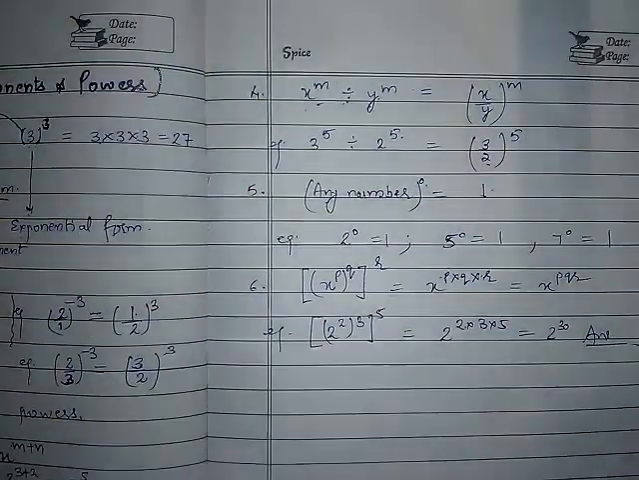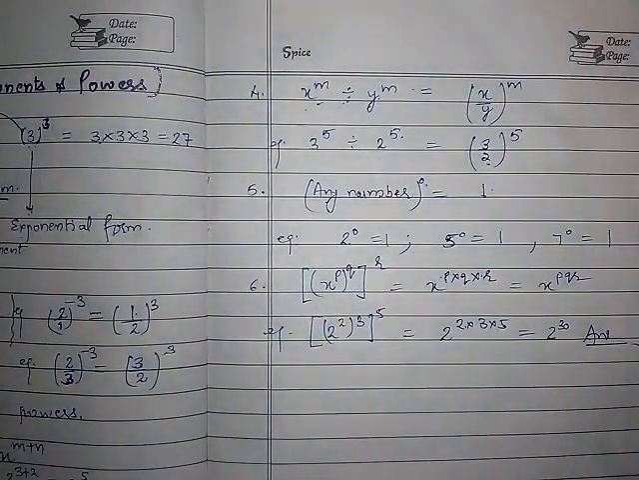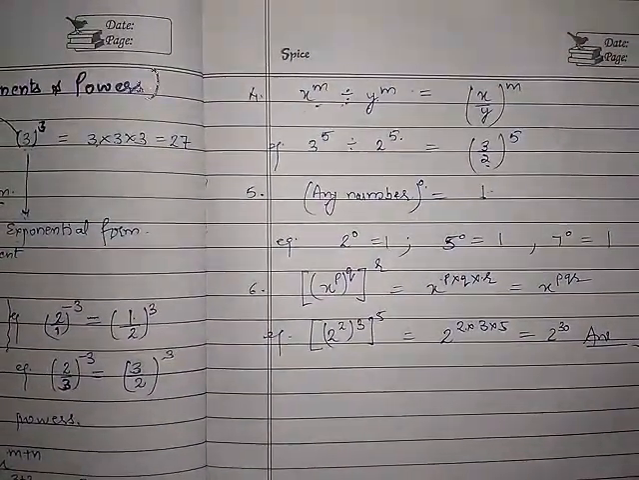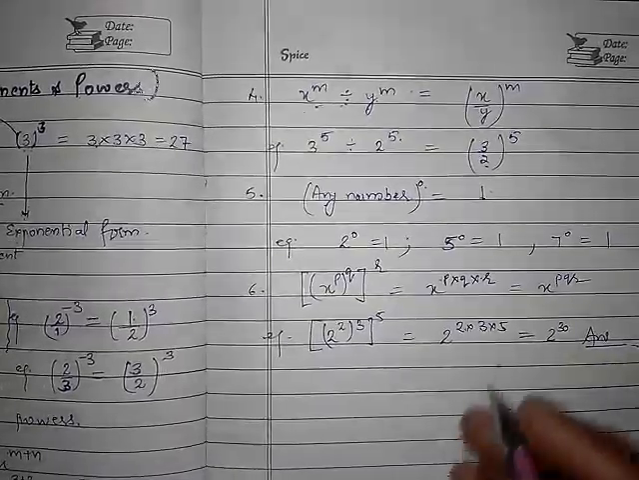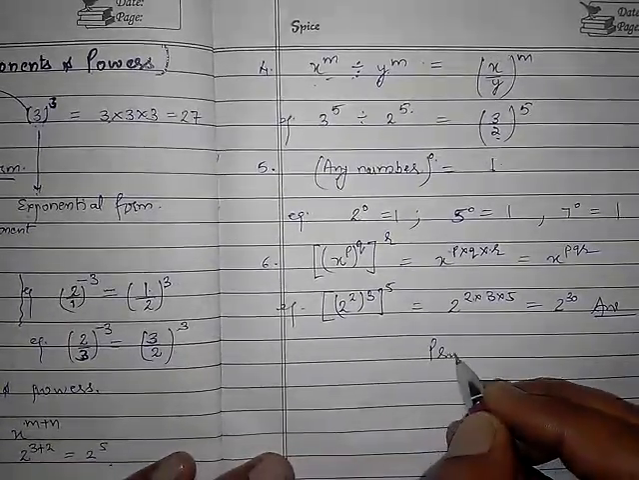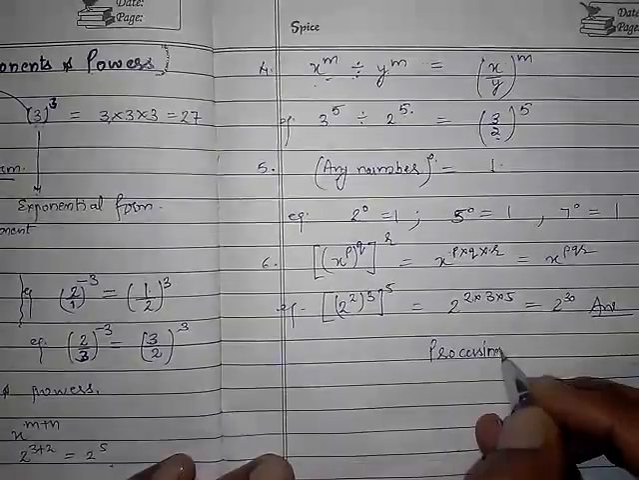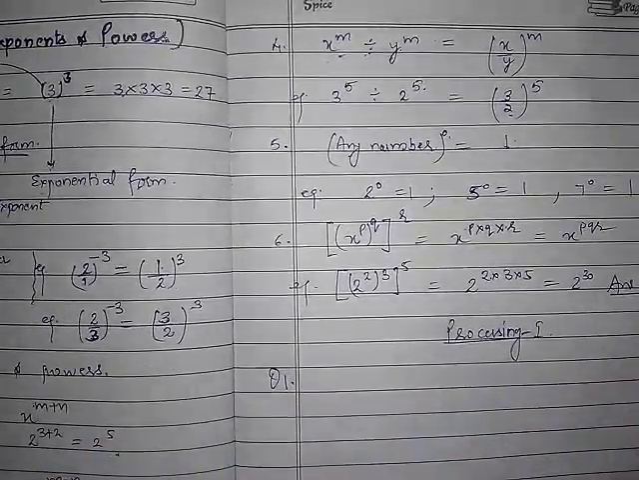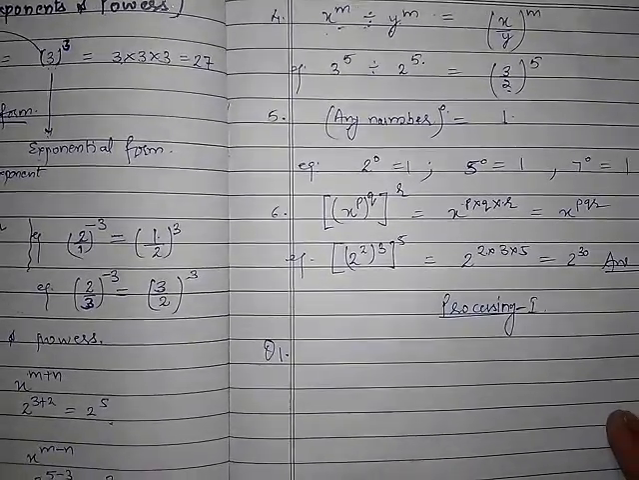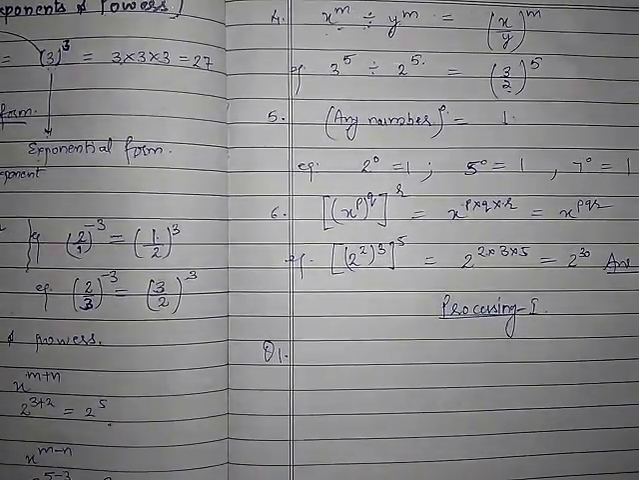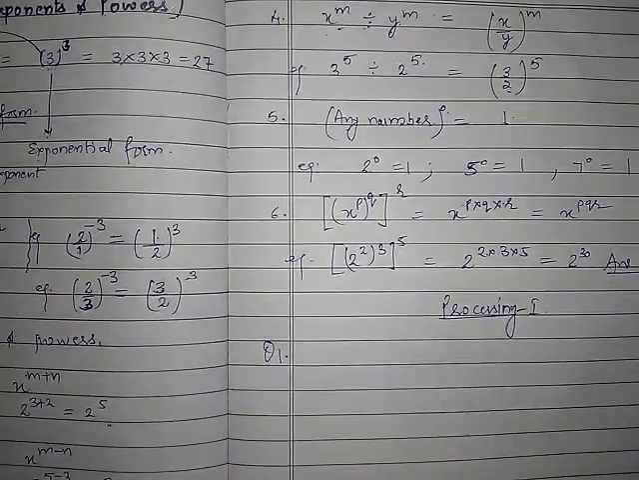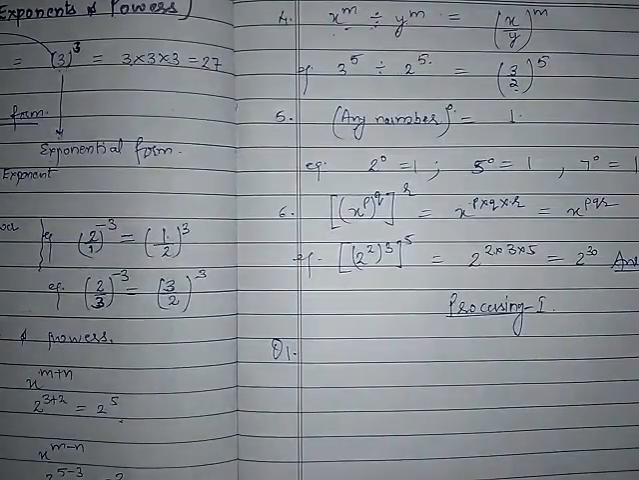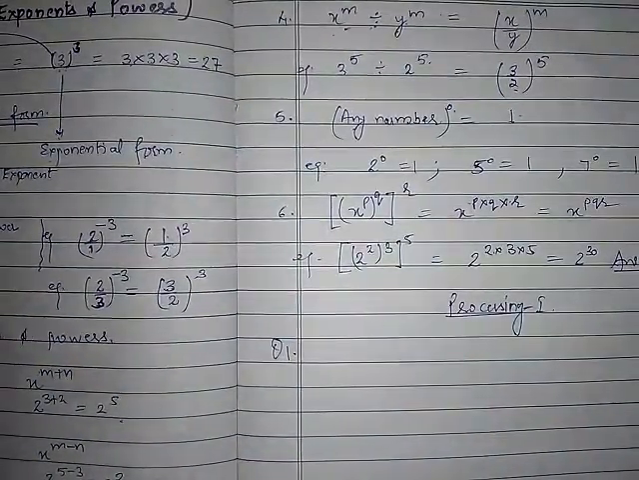So after discussing the rules for the exponents and power, let's move to our book exercise, that is practice number 1. So here comes our practice 1. So let us start with your question number 1. So complete the following table is there, and in that you are given the exponential form of the number. You can see here.